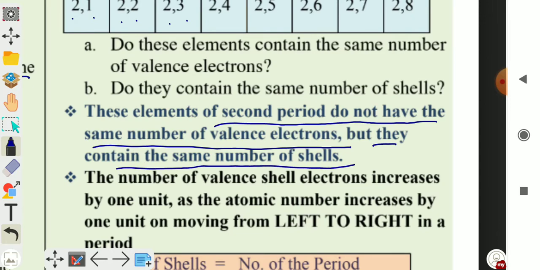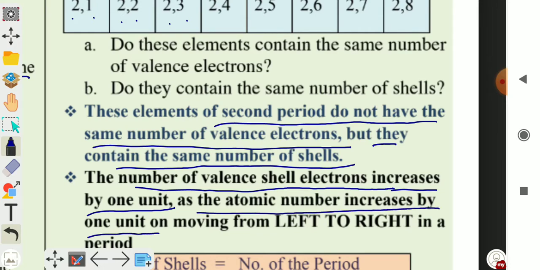It means the number of valence electrons in the outermost shell increases by 1 unit as the atomic number increases by 1 unit on moving from left to right in a period. When we move from left to right across a period, the number of shells remains constant, but valence electrons increase by 1 unit.